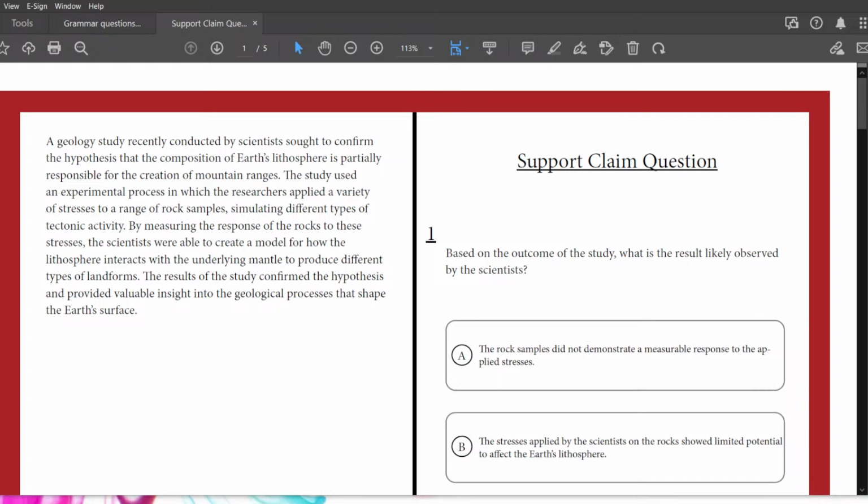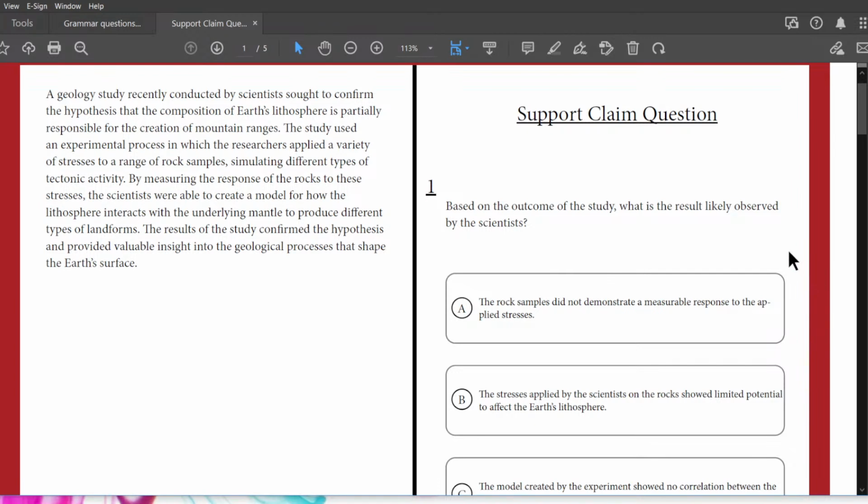of questions. So let's take a look and see what we got here. All right. Cool. So, first one here. Based on the outcome of the study, what is the result likely observed by the scientists? Again, they tell us that we got the outcome. We're looking for what their result is, essentially what would support that claim that's in the text, right? It's phrased a little differently here, but we got to be able to process that.